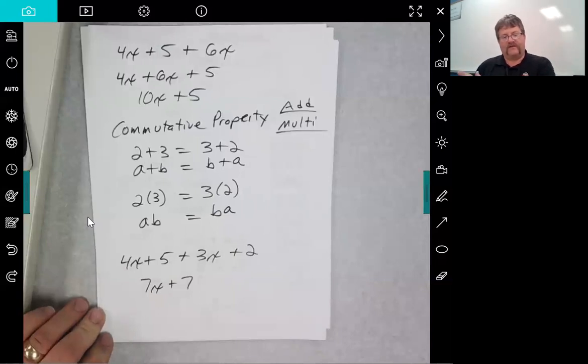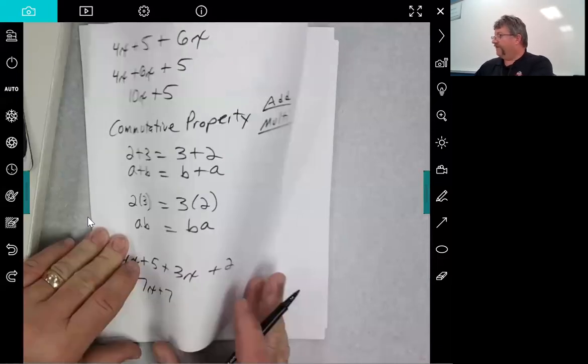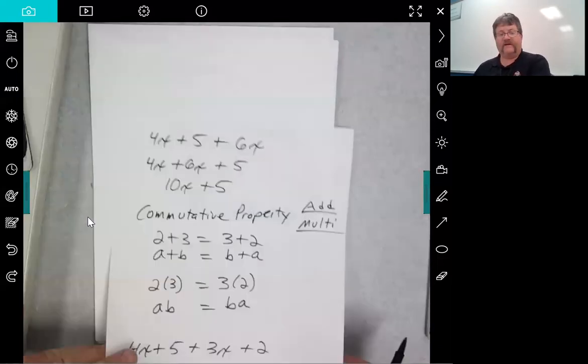Okay, mentally shuffle it around. If you want to really physically shuffle it around, you can, but it's not necessary. Just mentally do it. All right, so that's the commutative property. The associative property is next.